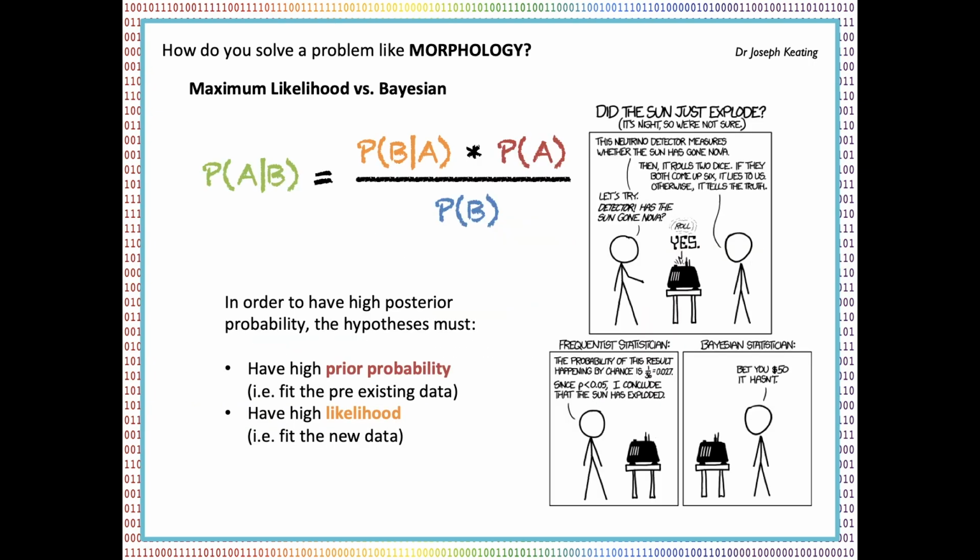Let's break this down a bit. In order to have a high posterior probability, a hypothesis must have a high prior probability, i.e. fit some pre-existing data that we know about the problem, and have a high likelihood, i.e. fit the new data that we are trying to analyse. The use of prior information is the biggest advantage and biggest disadvantage of Bayesian inference, and is the key difference between Bayesian and maximum likelihood methods.